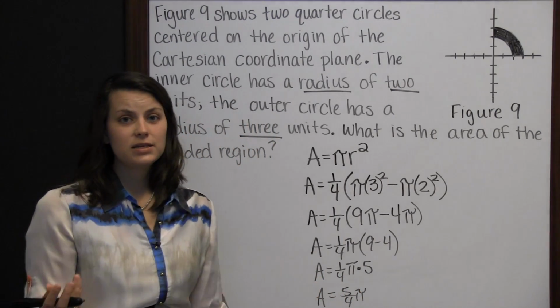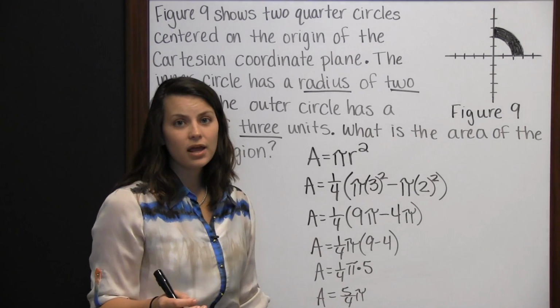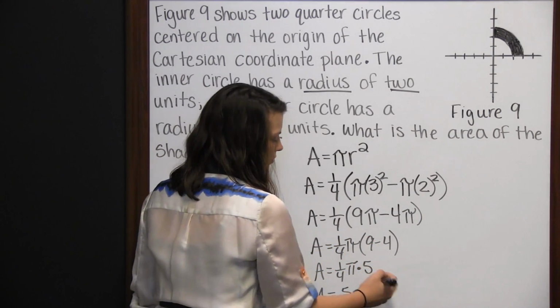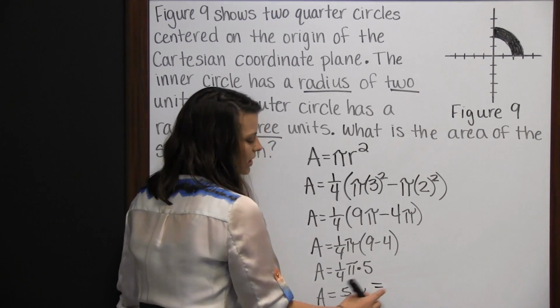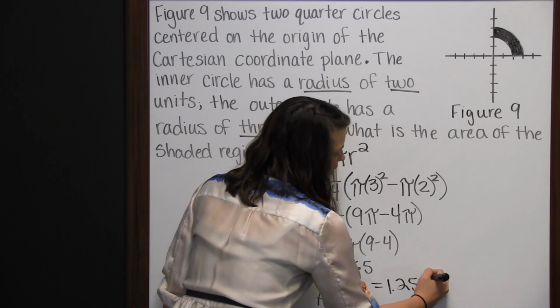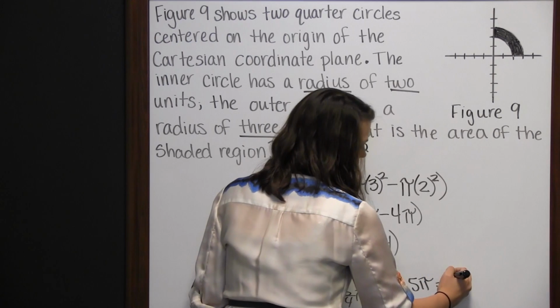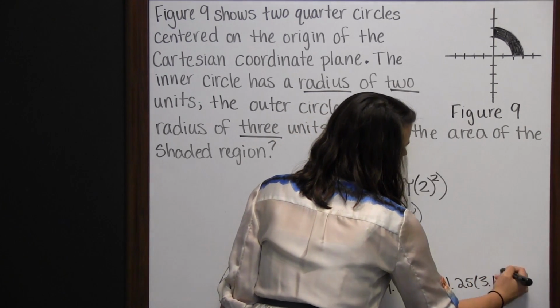But of course, if you're needing to bubble this in on an answer sheet, then you don't have the option of bubbling pi. So we're going to have to multiply 5 fourths times pi. And 5 fourths times pi is 1 and 25 hundredths pi. And for pi, we'll just use 3 and 14 hundredths. So we're doing 1 and 25 hundredths times 3 and 14 hundredths.